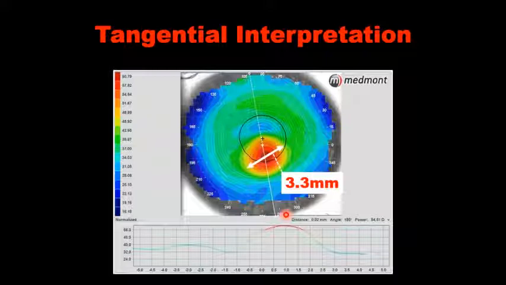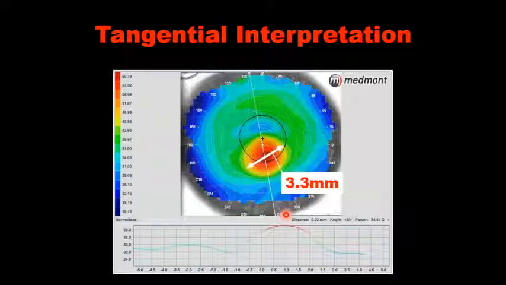Now, the tangential map is another interpretation. If axial helps us to appreciate vision or power, tangential helps us to appreciate shape. One of the things it can do is assist in measuring the size, the shape, or position of the cone. In this case, we have a relatively small 3.3 millimeter cone. We'd consider this an oval or medium-sized cone as opposed to a globus or keratoglobus, a large diseased area. So this would be considered fairly normal.